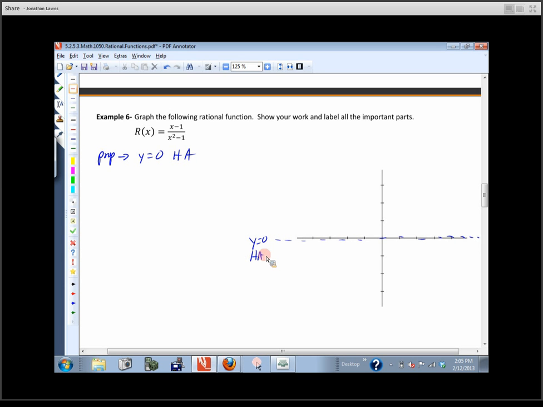The next thing we want to do is figure out, do we have any domain issues? What's the domain for this particular function? So this is x minus 1. I'm going to factor that so I can see what my domain issues are. My domain issues are at x equals 1 and at x equals -1. So the domain is everything except for plus or minus 1.